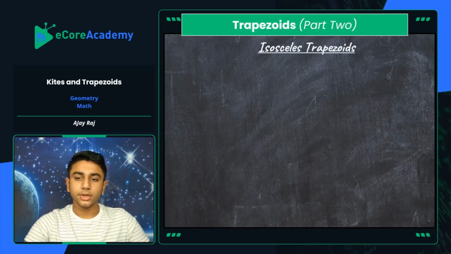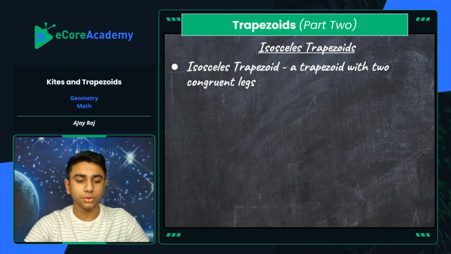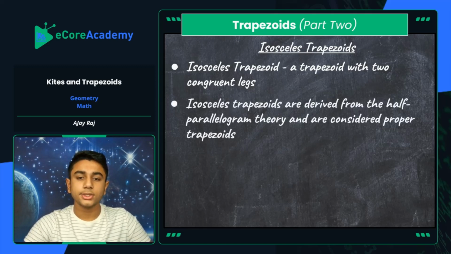Trapezoids part 2, let's take a look at isosceles trapezoids now. An isosceles trapezoid is a trapezoid with two congruent legs. Like I said, you're going to have two congruent legs in this term, and that's what your regular trapezoid is going to look like. So isosceles trapezoids are derived from the half parallelogram theory and are considered proper trapezoids.